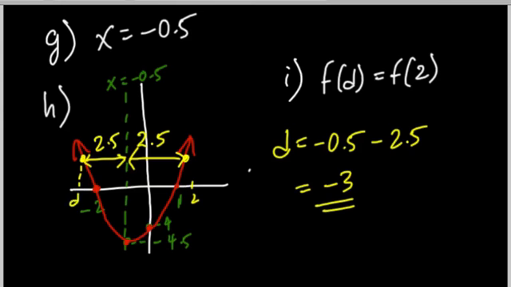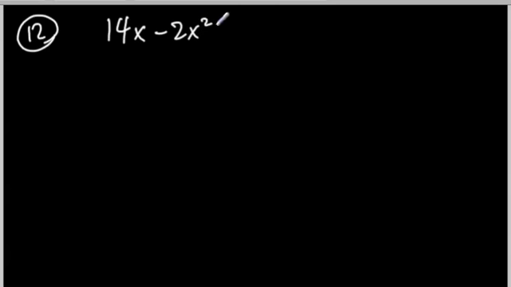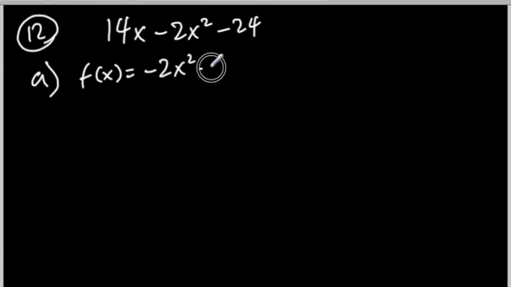Okay, let's move to the next one, which is 12. So the original one that I wrote for 12 is 14x minus 2x squared minus 24. So rearranging it, f of x is equal to negative 2x squared plus 14x minus 24. So that's the original rearrangement.